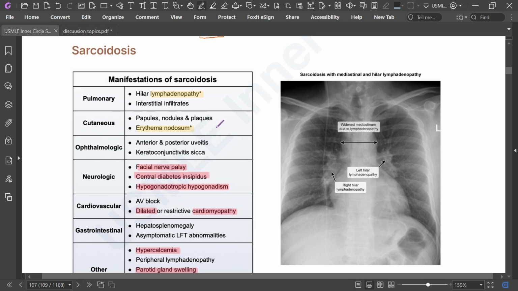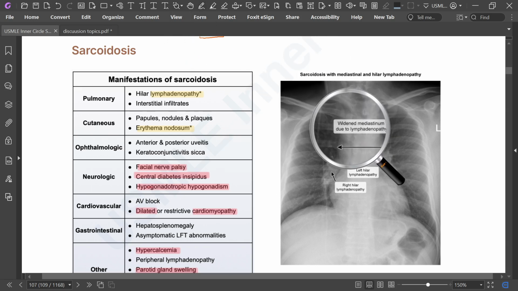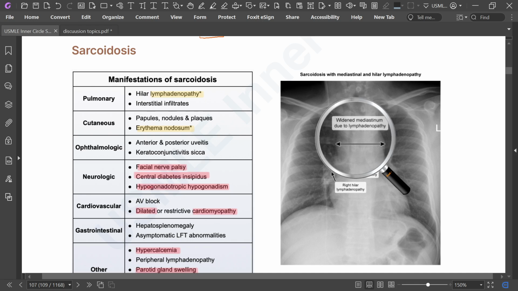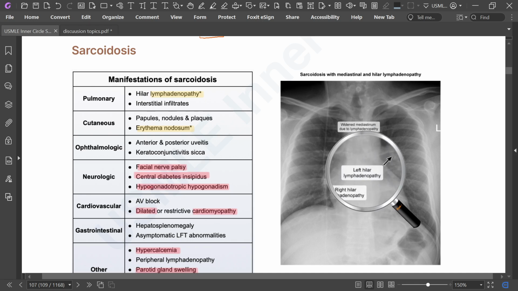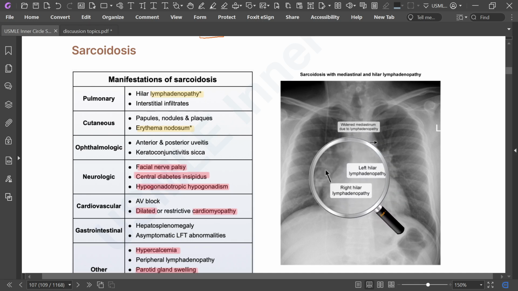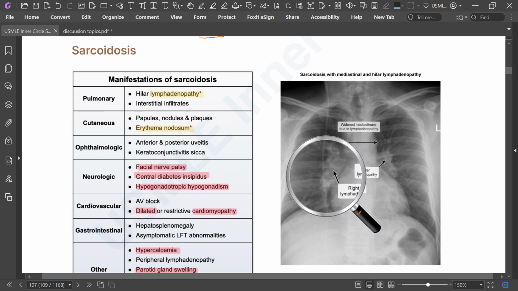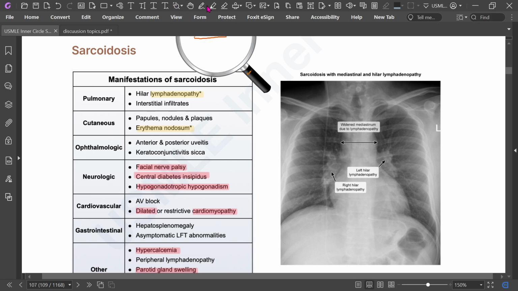These are the manifestations of sarcoidosis. In pulmonary, there is hilar lymphadenopathy. This is a widened mediastinum due to hilar lymphadenopathy. Look at the lymphadenopathy: left hilar lymphadenopathy, this is right hilar lymphadenopathy. Hilar lymphadenopathy. Okay, there may be interstitial infiltrate. And another cutaneous symptom is erythema nodosum. So pulmonary is hilar lymphadenopathy.